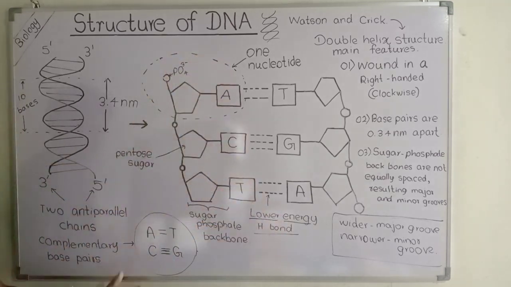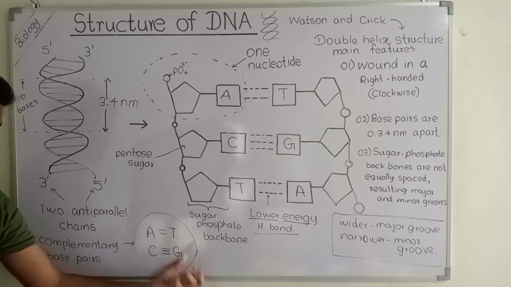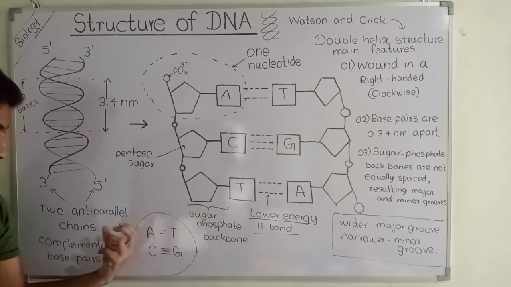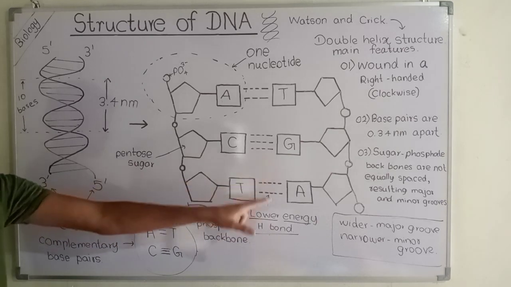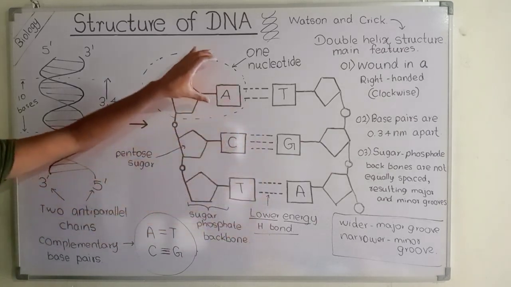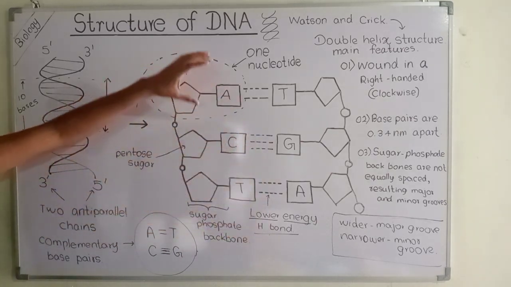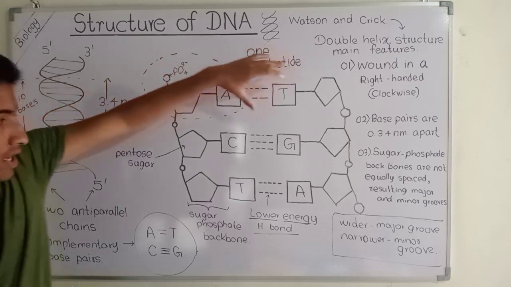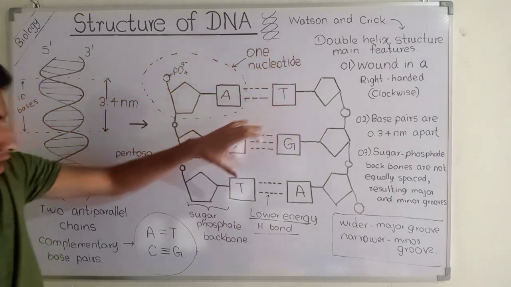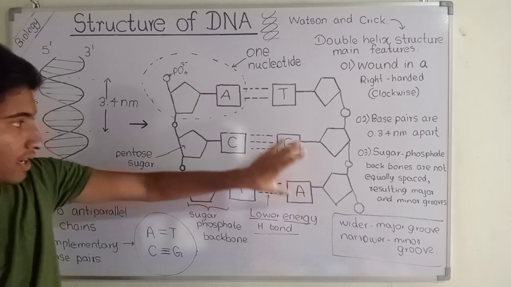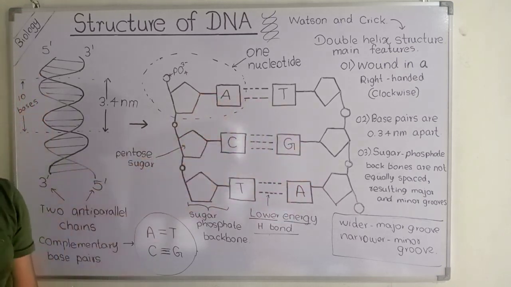As well, we consider cytosine and guanine. Cytosine and guanine bond with three hydrogen bonds like this. These complementary base pairs show adenine to thymine, cytosine to guanine. According to this, thymine and adenine, and guanine and cytosine.